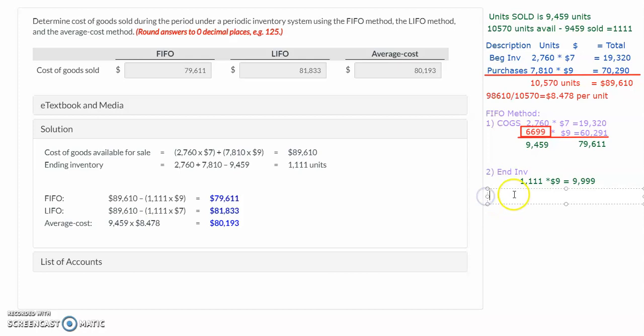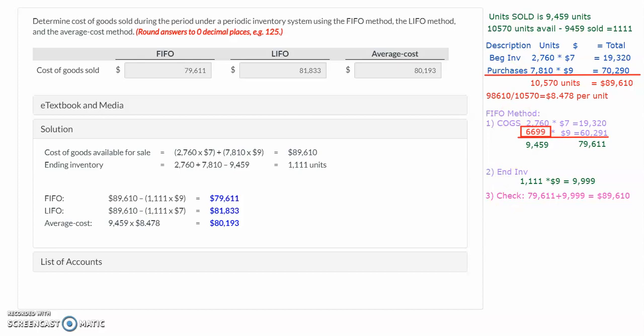This is a really great way of making sure that you did this correctly, you didn't mix up anything. I always recommend adding up the cost of goods sold, so 79,611 plus 9,999, and this should equal your total cost of goods available for sale. Okay, so that's an extra step that I like to do to make sure that I've done this correctly.